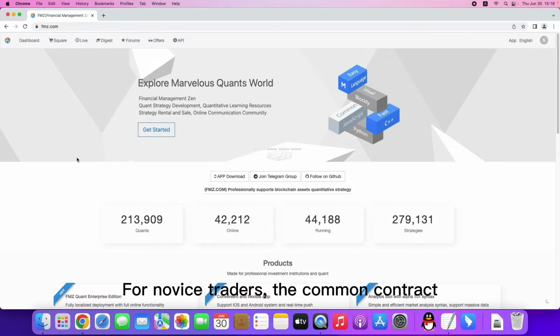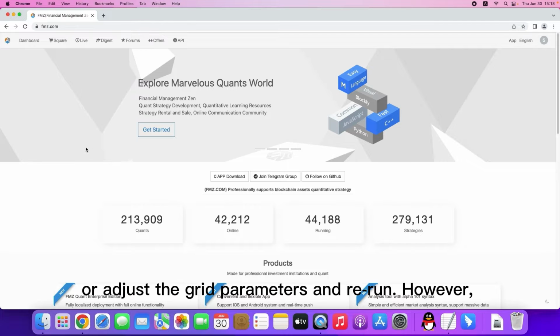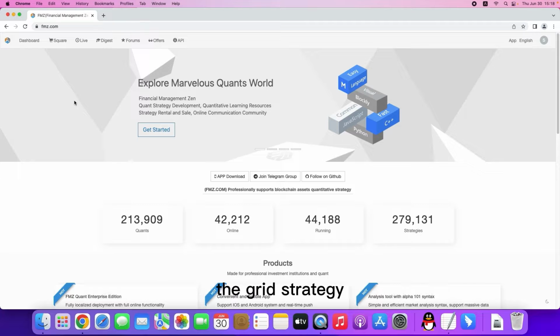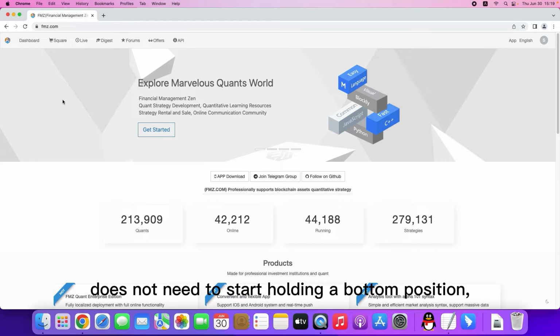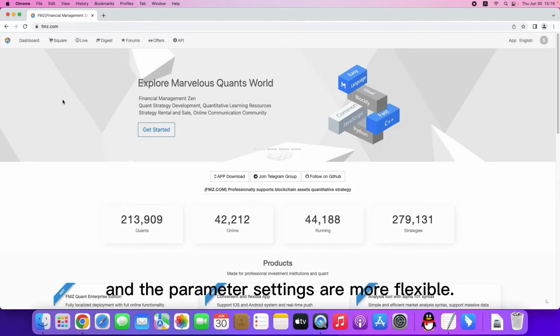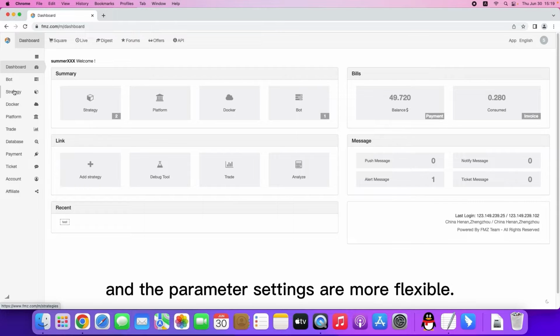For novice traders, the common contract grid strategy has many parameters, and the risk of shorting is relatively high. If the parameter is set only to go long when the grid strategy encounters a sharp rise in the price, we can only wait and see with the short position or adjust the grid parameters and rerun. However, the balance strategy does not need to start holding a bottom position, and the parameter settings are more flexible.